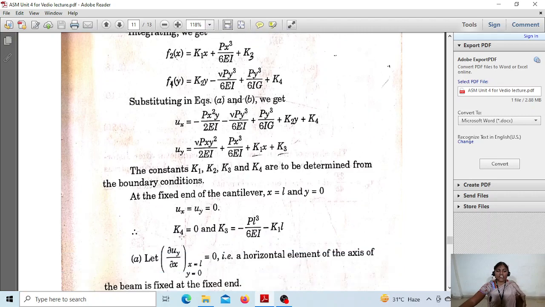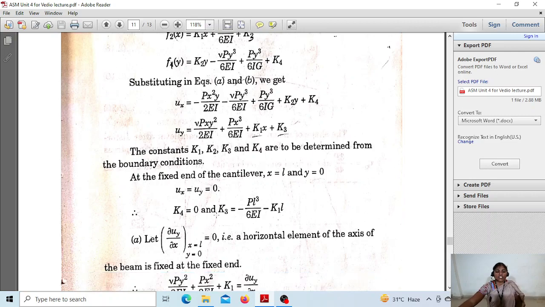I said in the earlier boundary conditions at the fixed end and free end. Now at the fixed end of the cantilever, x is equal to L, y is equal to 0. Here we have taken the span from right to left. That's why at x is equal to L, your y deflection is equal to 0, and your ux and uy are equal to 0. So substituting these conditions, you will get k4 is equal to 0, k3 is equal to minus pl cube by 6EI minus k1 into L.